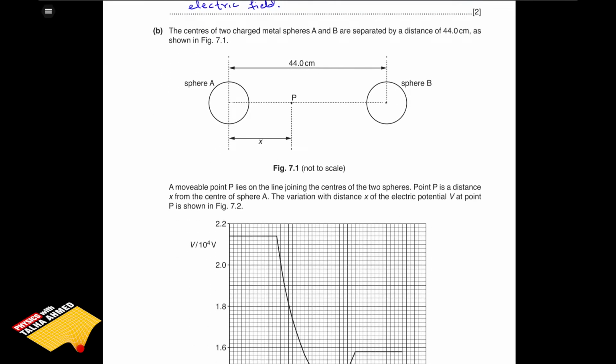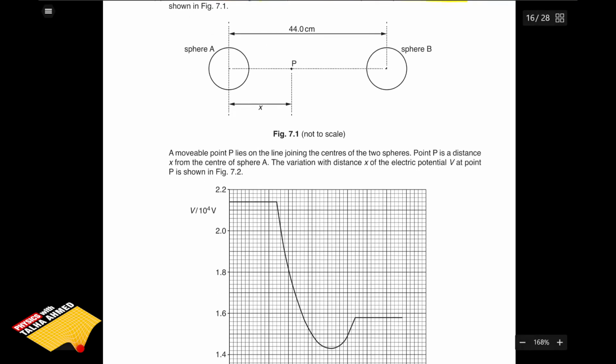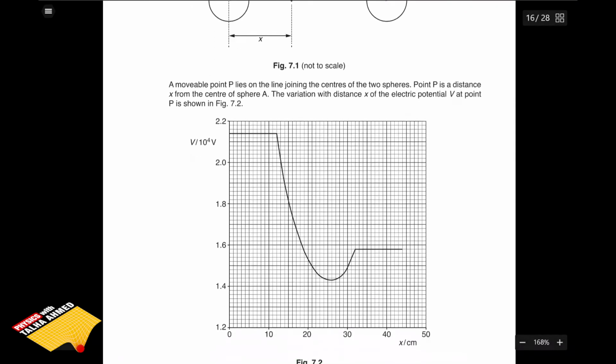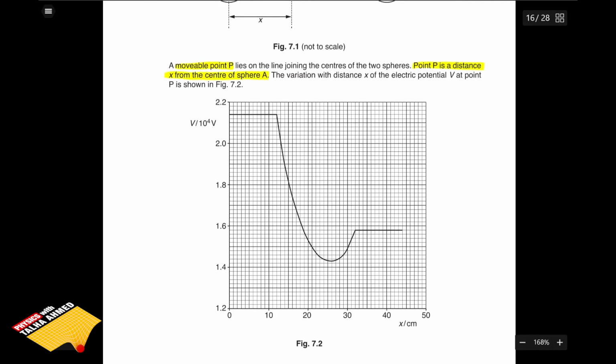Part B is going to show us two spheres. Both are charged. One is metal sphere A, the other one is metal sphere B. Now the distance between the centers of these two spheres is 44 centimeters. Notice the unit, it's in centimeters. You might have to convert it later. We don't know, but still it's important to notice whenever the distances are anything other than SI units.